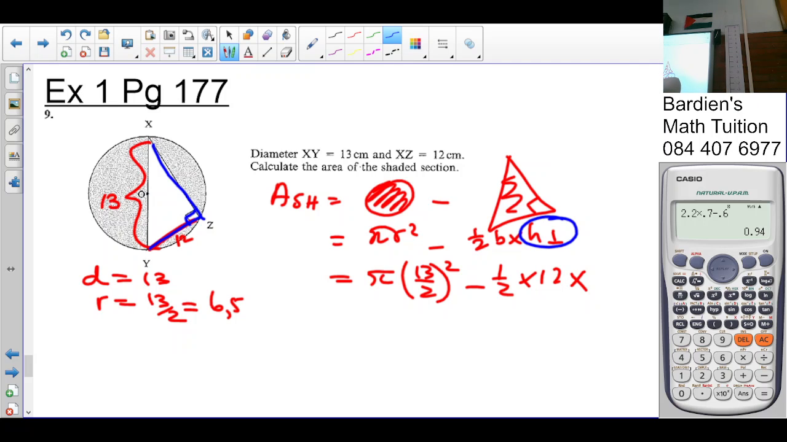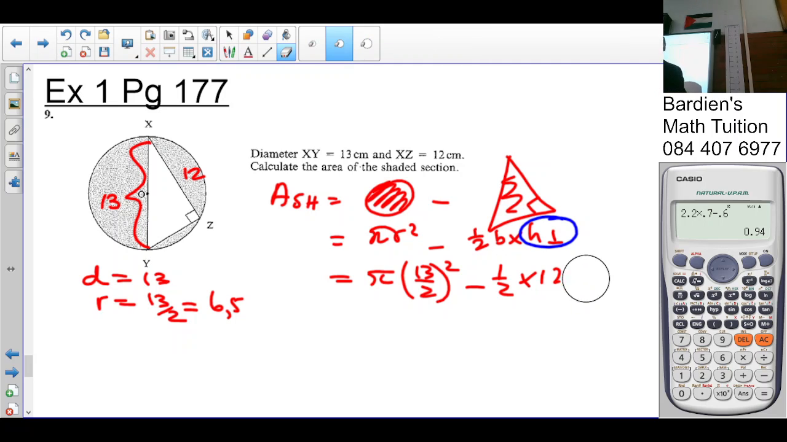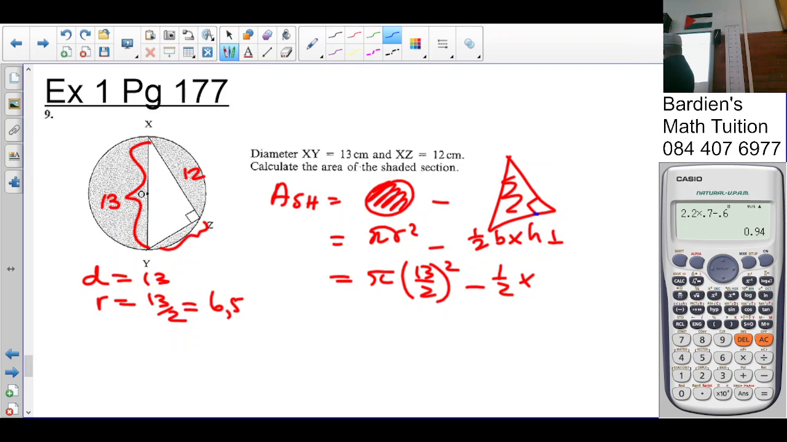Sorry, I wrote the 12 in the wrong place. So that is 12. So your perpendicular height is 12. So your base is YZ. Do we have the length of that base? So how do we calculate that? Pythagoras. Can you see that? So 13 squared is equal to YZ squared plus 12 squared. Not so? So what do we do now?